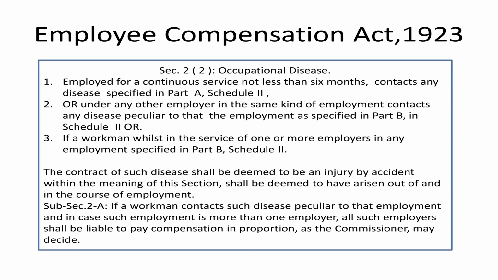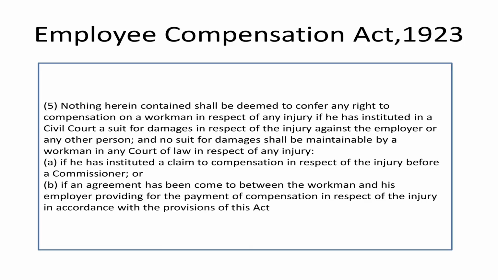Then in case of occupational disease, a workman employed for a continuous period of not less than 6 months may contract a disease specified in Part A of Schedule 2, as I told you already, or under any employer in the same kind of employment contract any disease, again an occupational disease, or if the workman, whilst in the service of one or more employers, contracts a disease as specified in Part B of Schedule 2. Again, all these are called occupational diseases. If a workman contracts such an occupational disease in a particular employment and there is more than one employer, then all such employers shall be liable to pay compensation in proportion as the commissioner may decide.